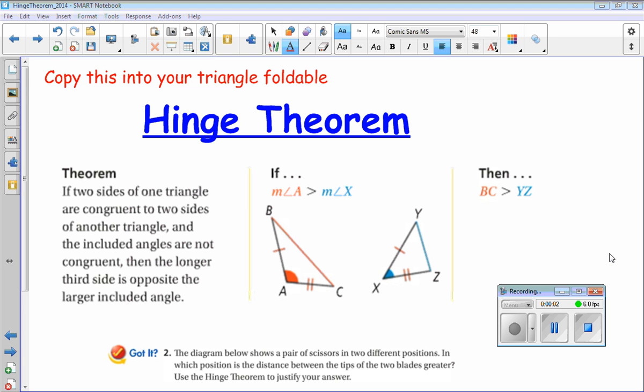The Hinge Theorem is going to be the end of this section of our unit on triangle properties, and the end of our triangle foldable that we're creating. Next week, we're going to jump into segments of a triangle, and we're going to be constructing them.